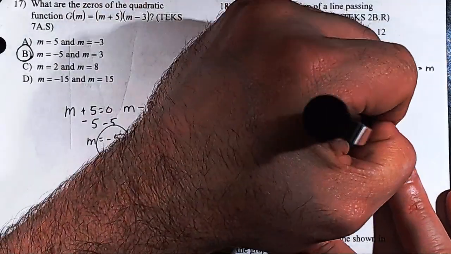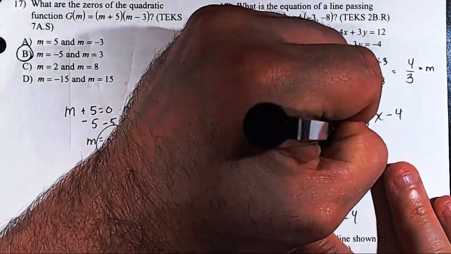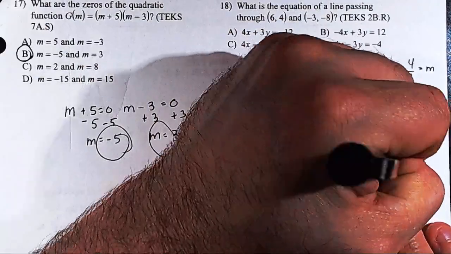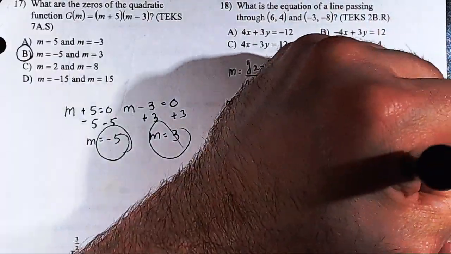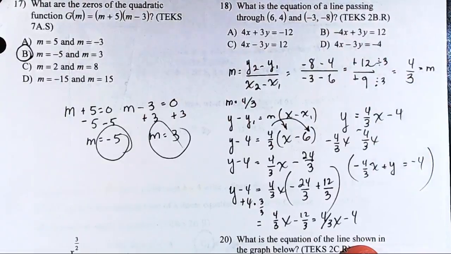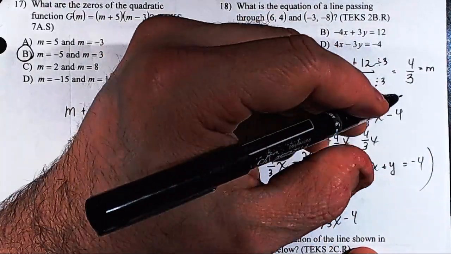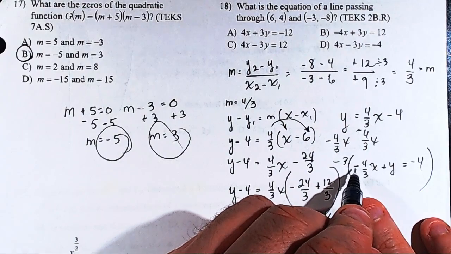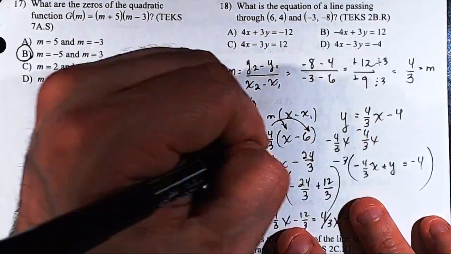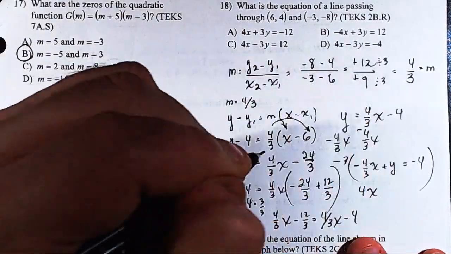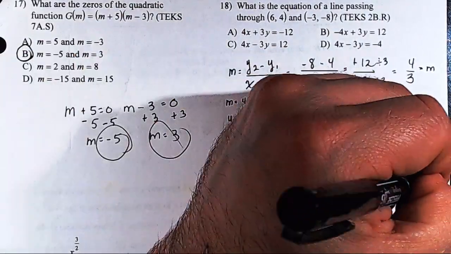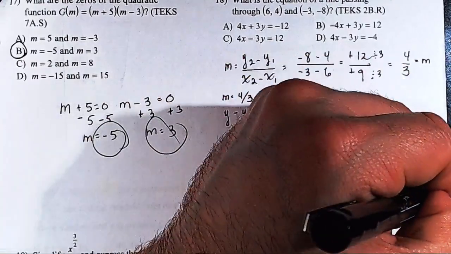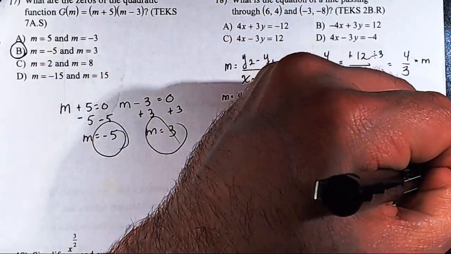And I need to get it in standard form, so I'll subtract 4 thirds x from both sides. And I'll have negative 4 thirds x plus y equals negative 4. I'm going to have to multiply through everything by negative 3, because I want it to cancel the negative in the first position and the 3. This will leave behind 4x minus 3y equals positive 12. Negative 3 times negative 4 is positive 12. There's my standard form equation of the line.